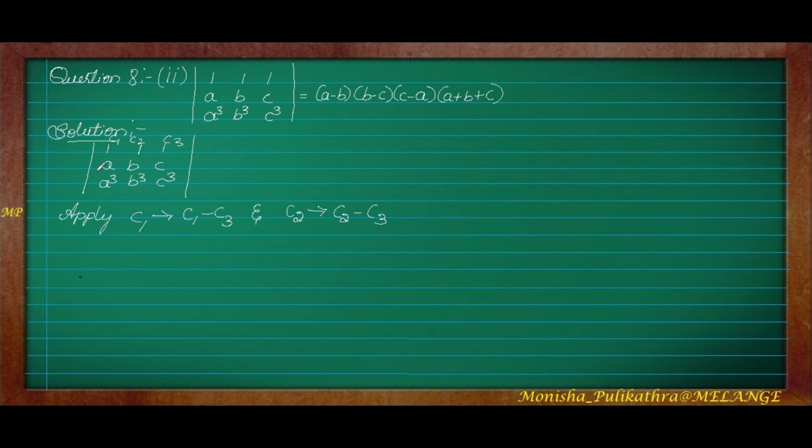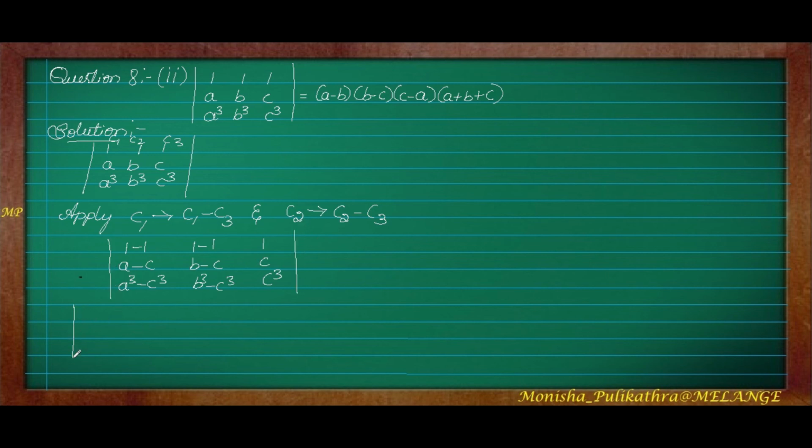So the first column I will be changing into C1 minus C3. C3 is 1. Here A minus C and A cube minus C cube. 1 minus 1, C1 minus C3, here A minus C, A cube minus C cube. Again C2 also I will be changing into C2 minus C3. Here also 1 minus 1, B minus C and B cube minus C cube. The last column will remain as it is.